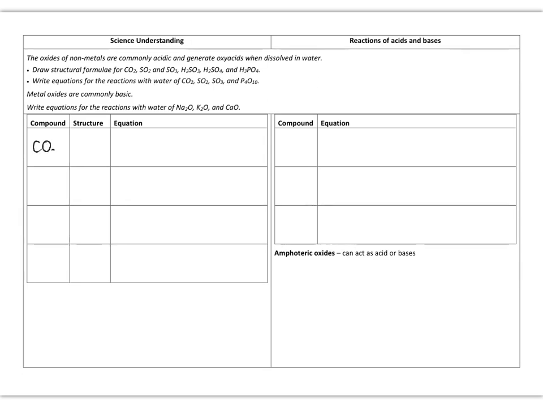It has the formula CO2. The structure: carbon has 4 electrons, so it wants to share 4. Oxygen has 6, it wants to share 2 to get to 8 to have a full outer shell. The two regions of electrons push apart, so we get that linear structure. When carbon dioxide reacts with water, it forms an acid, H2CO3, which we know as carbonic acid.